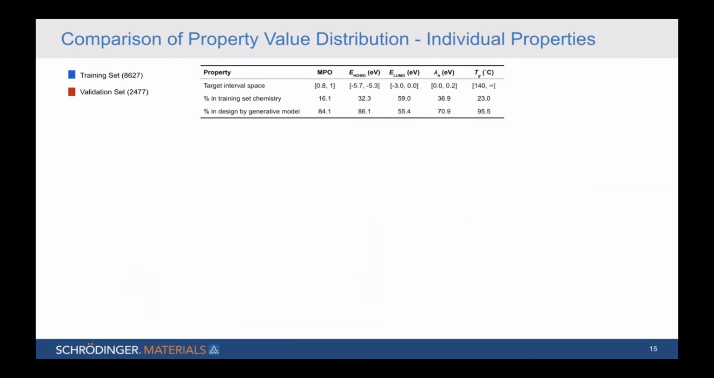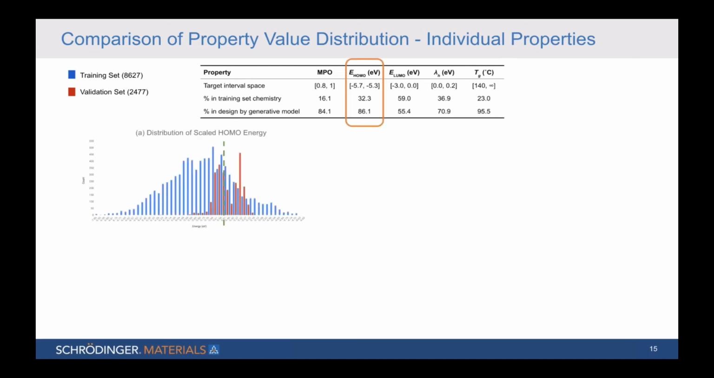Now we're going to look at the individual properties, and how they compare between the training set and validation set. First we look at the HOMO energy, which we target at a specific target value. Within that range, the validation set is 86% compared to 32% in the training set.